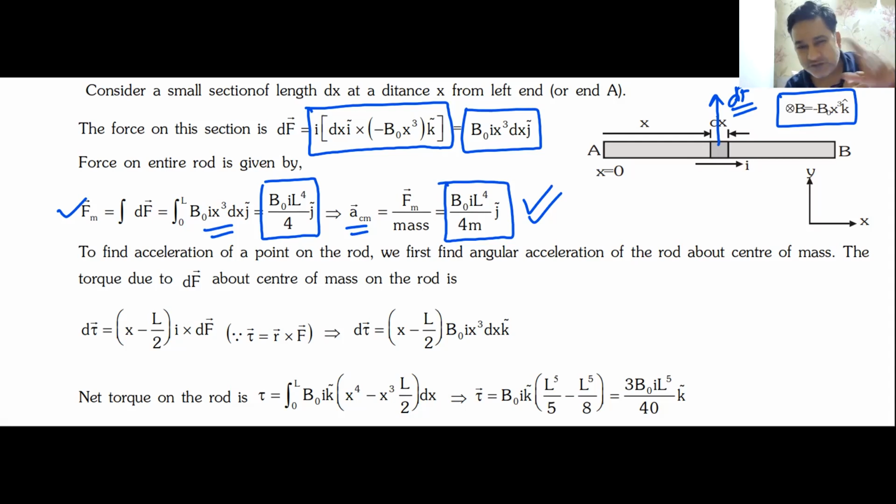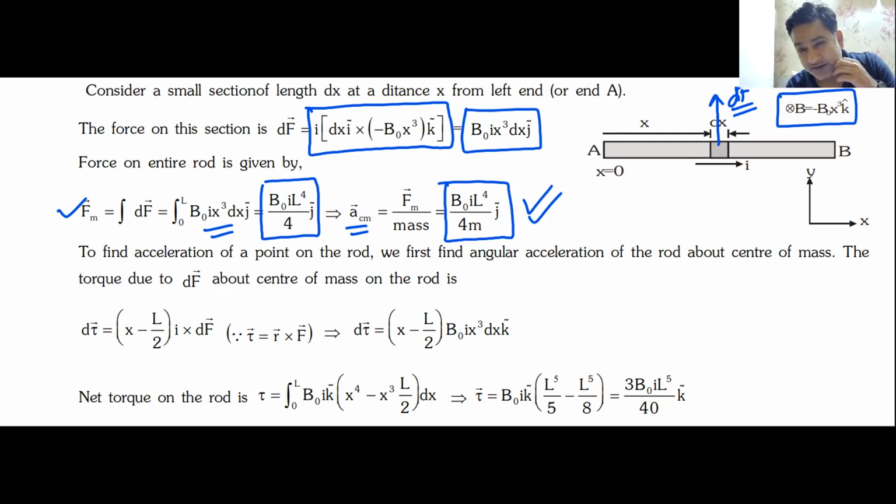And a body which is free to rotate, remember this, if a body is free to rotate, there is no hinge. About which point will the body rotate? It will always rotate about the center of mass. Yes or no? Do you understand this? Yes, sir. This rod is going to rotate.